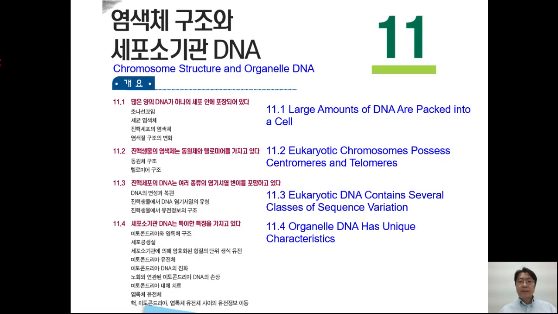So in this chapter, today we learned chapter 11, chromosome structure and organelle DNAs. First, we learned how a large amount of DNA is packed into a cell, and we also learned about the centromere and telomere, and some key characteristics of eukaryotic DNA, and finally we learned about organelle DNA.